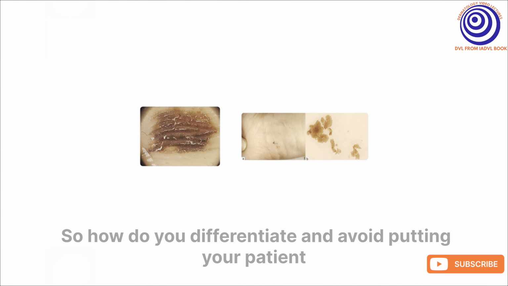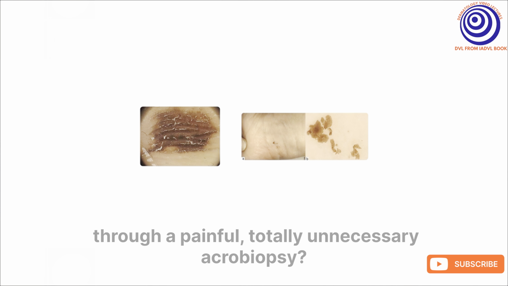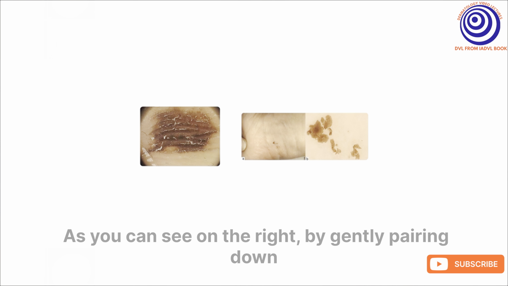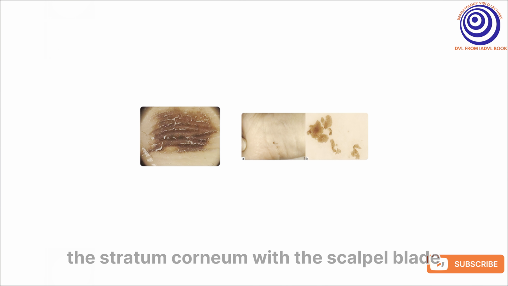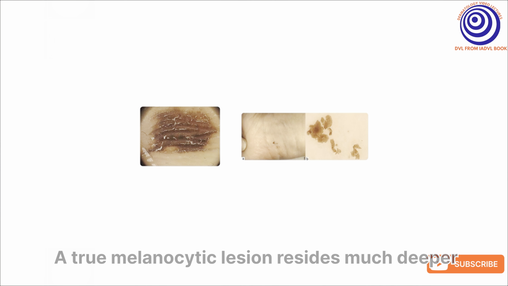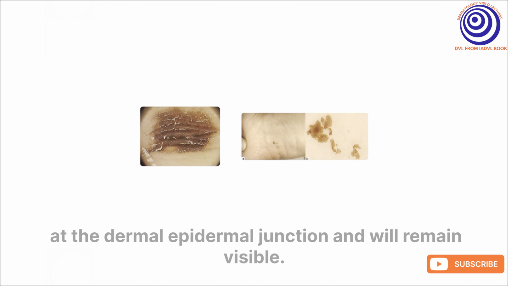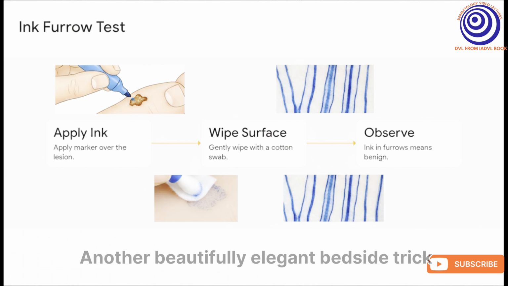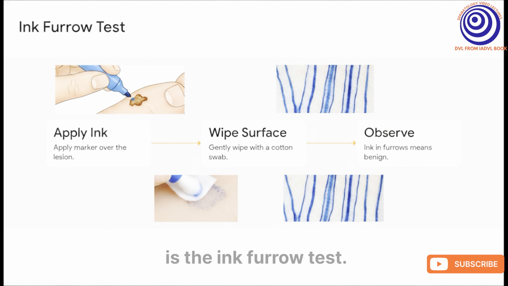So how do you differentiate and avoid putting your patient through a painful, totally unnecessary acral biopsy? You perform the scraping test. As you can see on the right, by gently paring down the stratum corneum with the scalpel blade, you physically remove the intracorneal clotted blood. A true melanocytic lesion resides much deeper at the dermo-epidermal junction and will remain visible, but a hematoma, it will be completely scraped away.